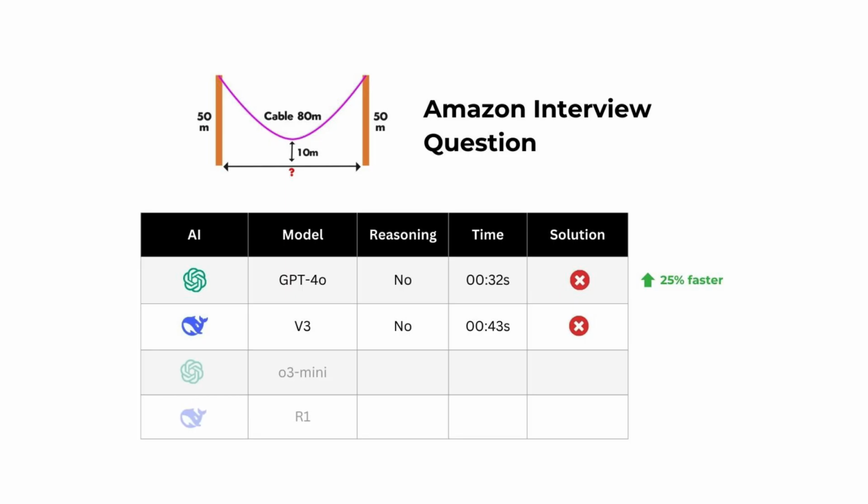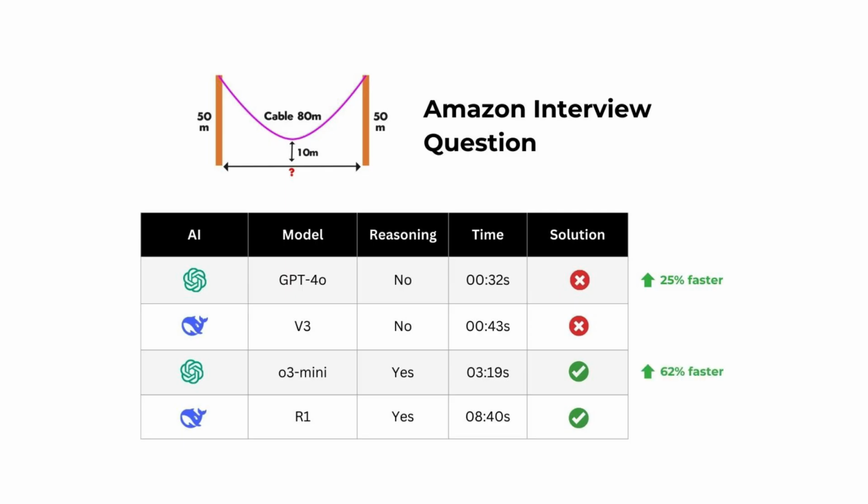Now comparing O3 Mini against R1, which are the models that use reasoning, ChatGPT was much faster, finishing it in 3 minutes 19 seconds, while DeepSeek took 8 minutes 40. Both of them got to the correct solution, but this time ChatGPT's model was 62% faster.